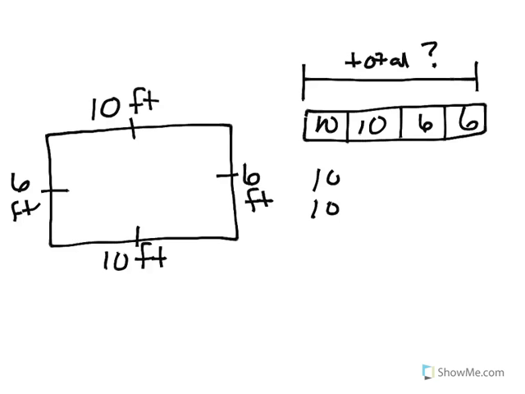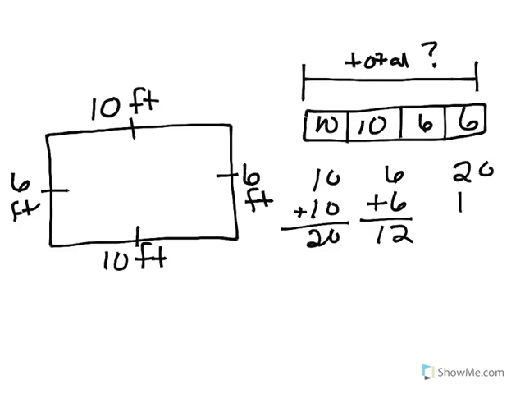So I'm going to do the 10 plus 10 first. That gives me 20. Then I'm going to do the 6 plus 6. That gives me 12. Now I can add 20 plus 12. And that gives me 32 feet. That is the total perimeter of the rectangle that I have here. 10 feet for each of the long sides and 6 feet for each of the short sides.